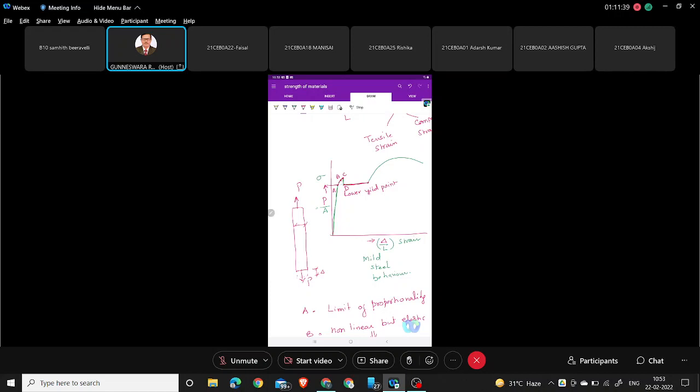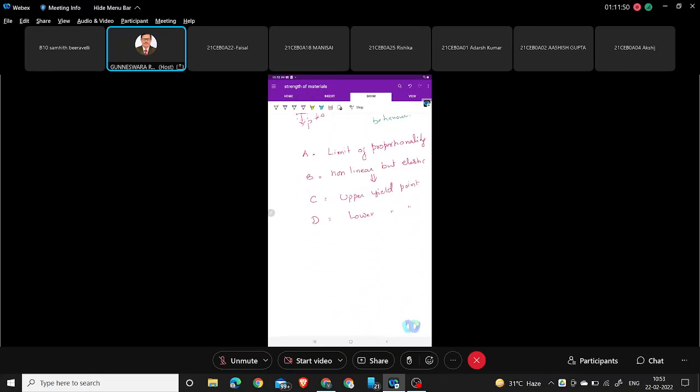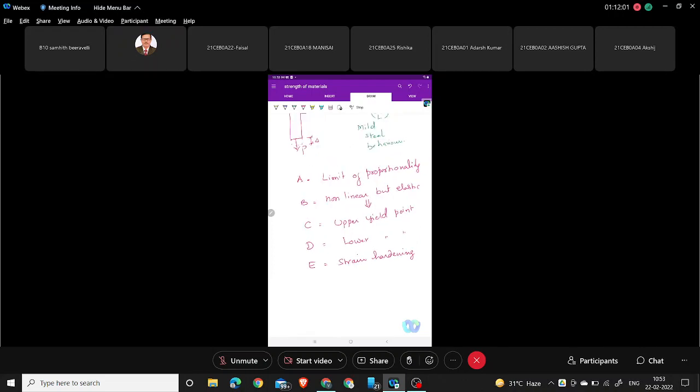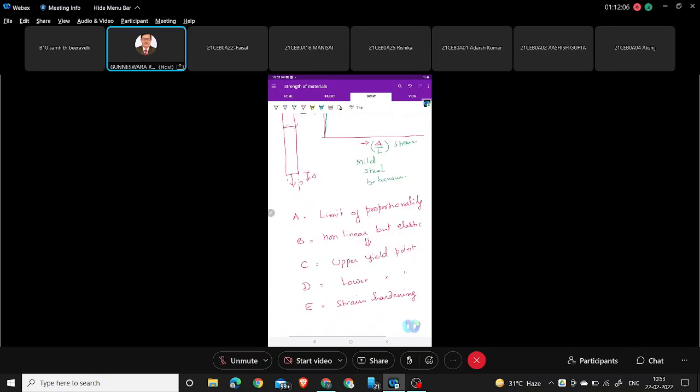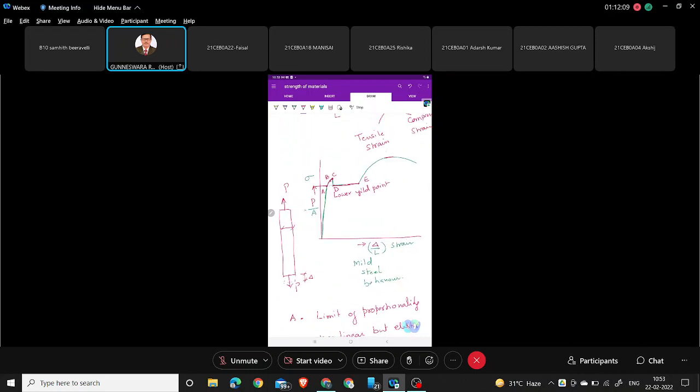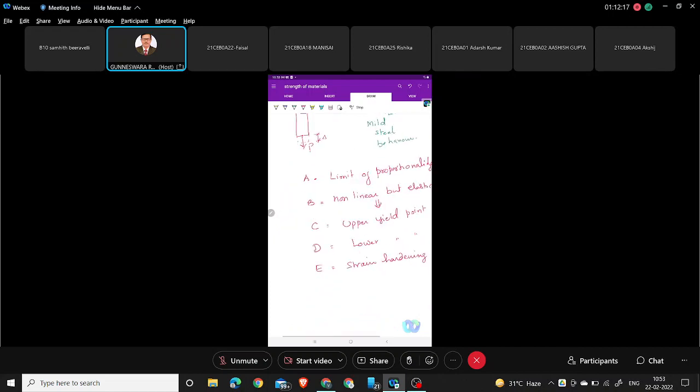Afterwards, it requires additional stress for additional strain. That point E is called strain hardening. This strain hardening may be present or may be absent in some materials. Then you will reach this point, the ultimate stress, let us say F.